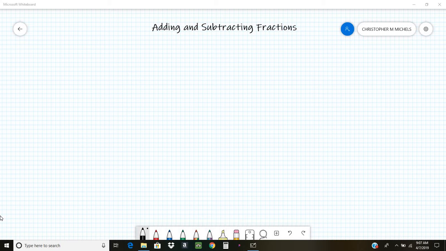Okay, so a couple cardinal rules for adding and subtracting fractions. I do this example in all my classes. So let's do a really simple example here: a half plus a half. That's really easy to figure out, it's a whole, right? Or 1. You should be able to do that.